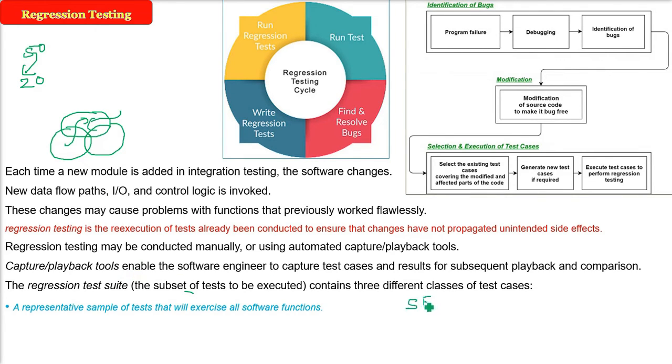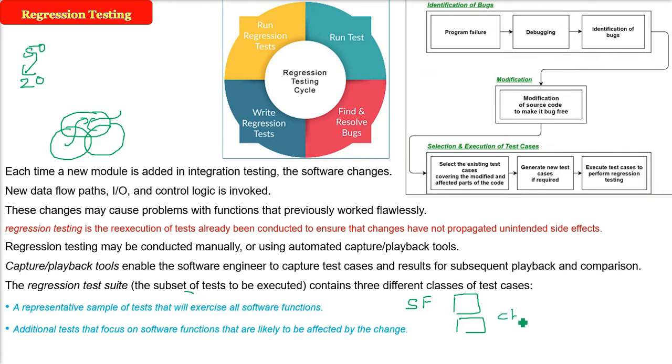First is the representative sample of tests that will exercise all software functions. The second subset will be additional tests that focus on software functions that are likely to be affected by the change, only those functions which are more likely to be affected if a certain change has been done in the component or the module.